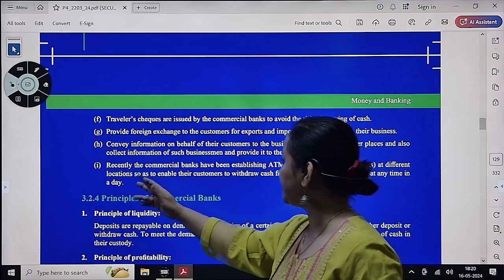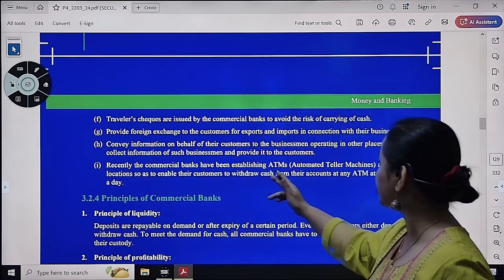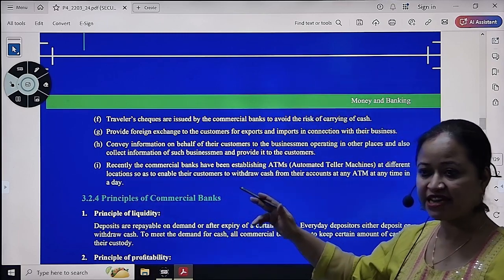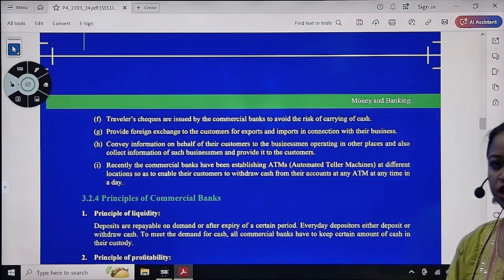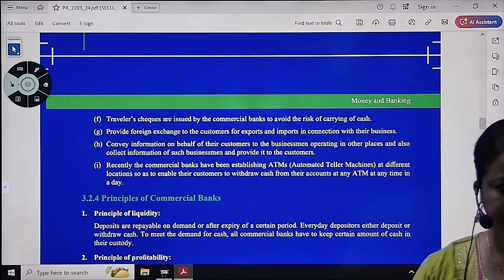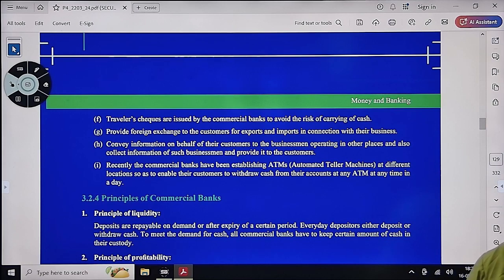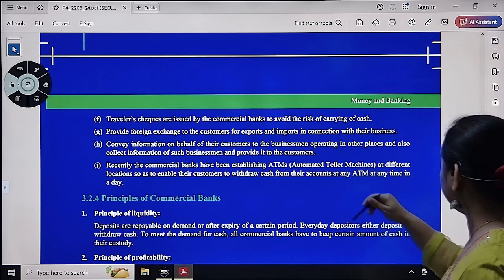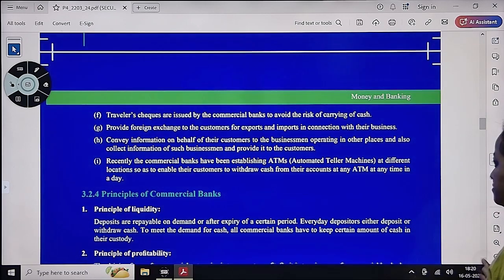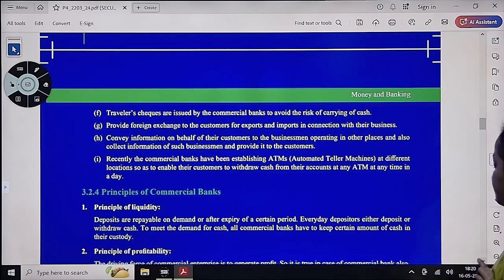Then recently the commercial banks have been establishing ATMs. Okay, recently, it's not very recent. You know what the utility of an ATM is. So banks are also providing all-time money. What is the full form of ATM? Automated teller machine. So with the help of that, 24/7, a customer can withdraw money from any ATM. Fine. So these are your general utility functions. Now we'll move on to some principles of commercial banks.